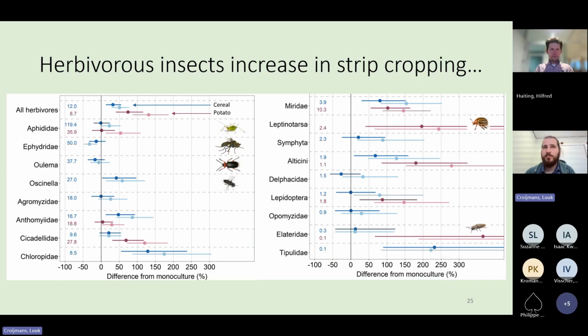And we think that might be because they overwinter in the soil. And if you do strip cropping, the next year, your next potato is actually quite close by. Whereas if you're in a monoculture, you have a potato field there in year 1. In year 2, you're going to have crop rotation, and then it's going to be another field. And these Colorado beetles that come from the soil actually have to find a new field somewhere else. So we believe that that's the reason why for Colorado beetle, we do actually see an increase in strip cropping.